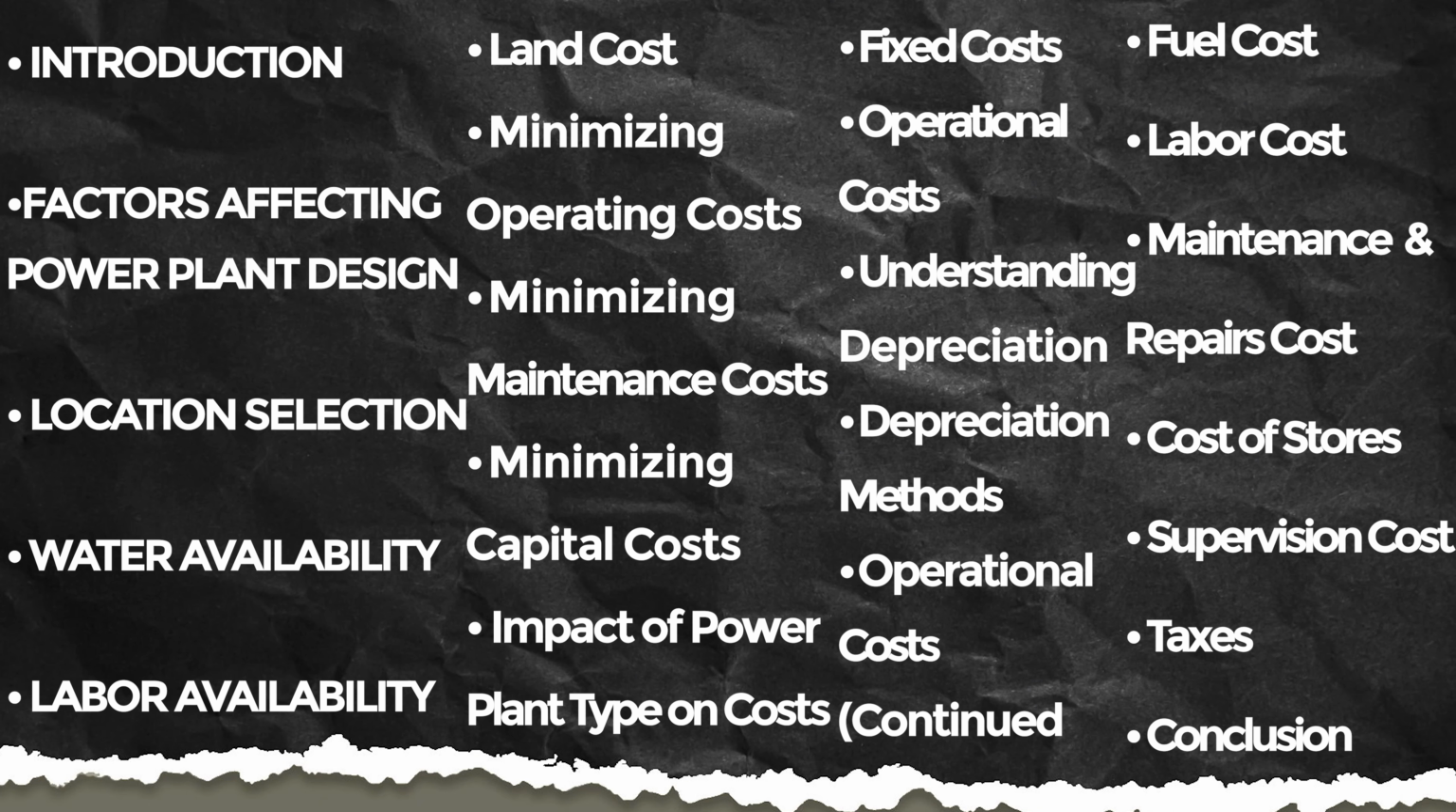In this, the contents are: introduction, factors affecting power plant design, location selection, water availability, labor availability, land cost, minimizing operating cost, minimizing maintenance cost, minimizing capital cost, impact of power plant, then types of cost, in that fixed cost, operational cost, understanding depreciation method, operational cost, fuel cost, labor cost, maintenance and repair cost, cost of storage, supervision cost, and in the last, tax, and after that the conclusion of this.